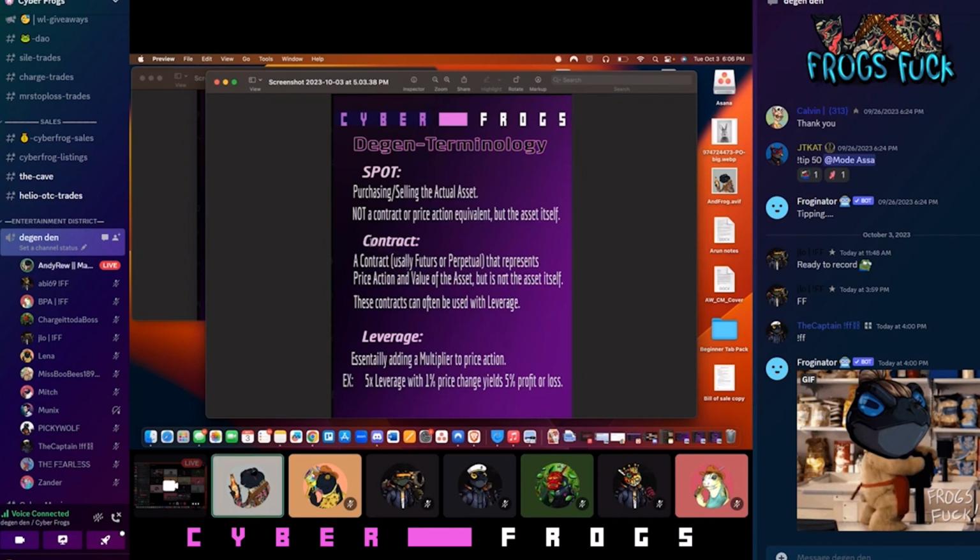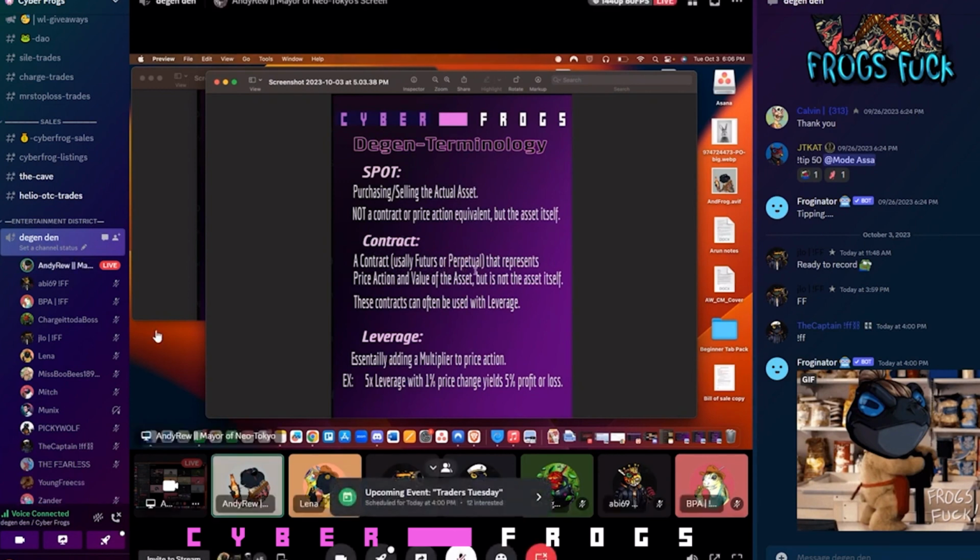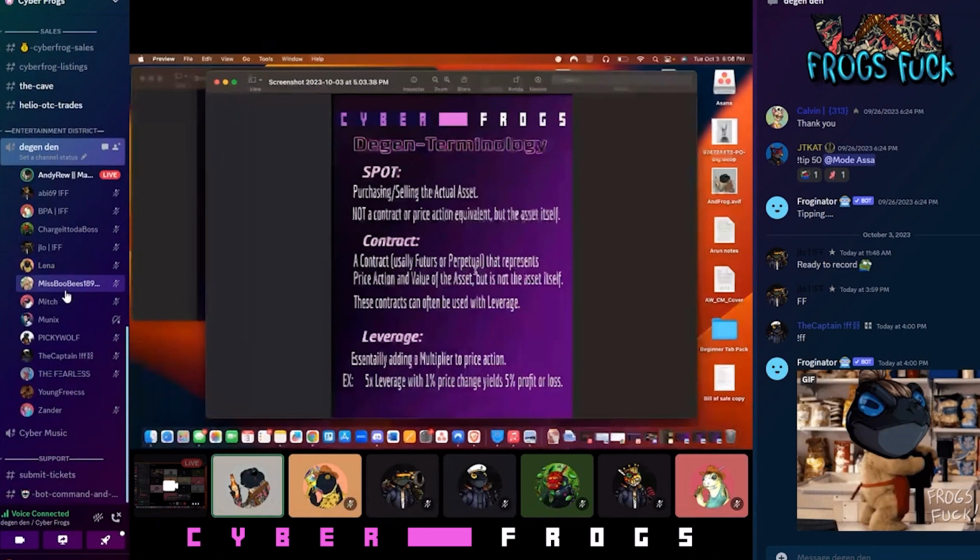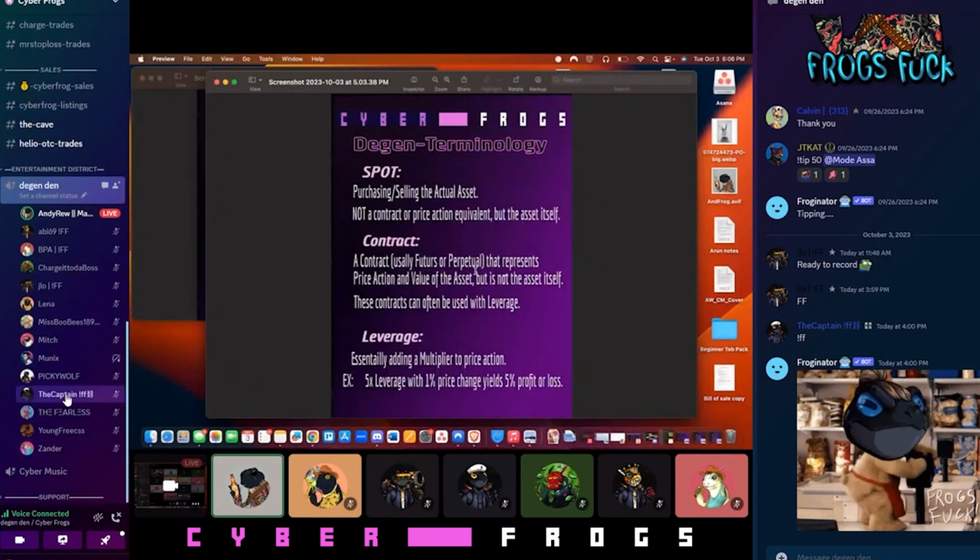Now, Mode has this listed as contract. Usually we refer to them as perpetuals. Perpetuals is a different form of trading where you're trading strictly against the price action of the asset. You don't physically own the asset. You don't physically own anything other than that contract, where you're taking a speculative bet or trade that reflects the price action.